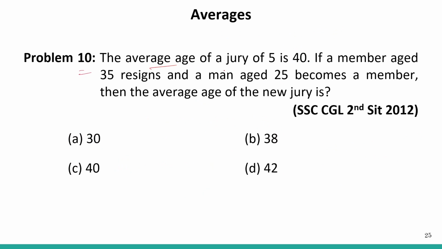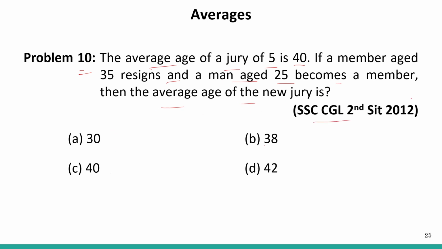So the average age of a jury of 5 is 40. Okay, if a member aged 35 resigns and a man aged 25 becomes a member, then the average of the new jury is what? 38, 42, 40 or 30.